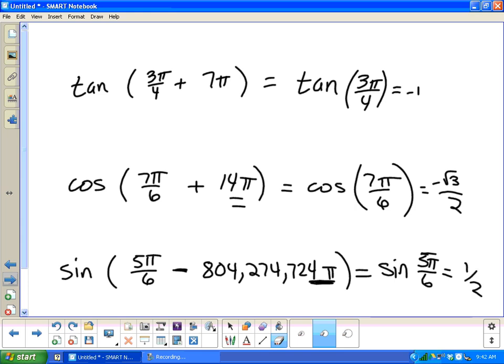All right, back on the first one. On tangent, you remember what was the period for tangent? Pi. Now, if I add any multiple of pi to my tangent angle, it's just going to be the same thing. That's why it's the one that you can do it with. It doesn't have to be an even multiple, because tangent has just a period of pi.